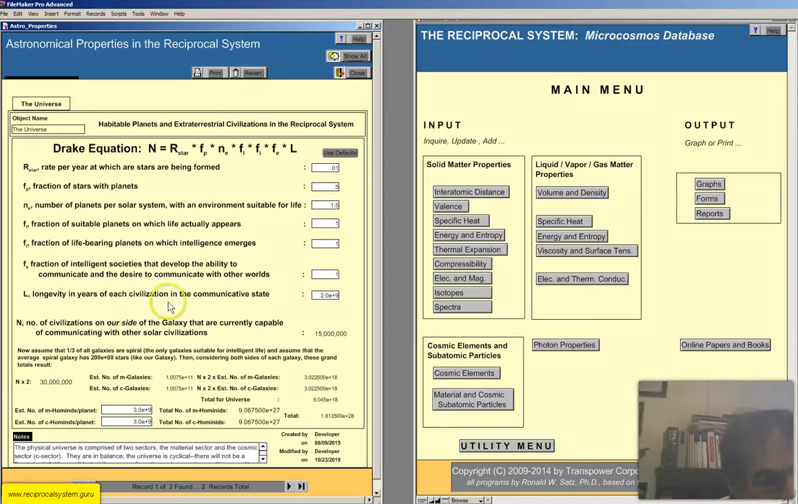So N is the output of the equation, the number of civilizations on our side of the galaxy that are currently capable of communicating with other solar civilizations. So we get 15 million here.